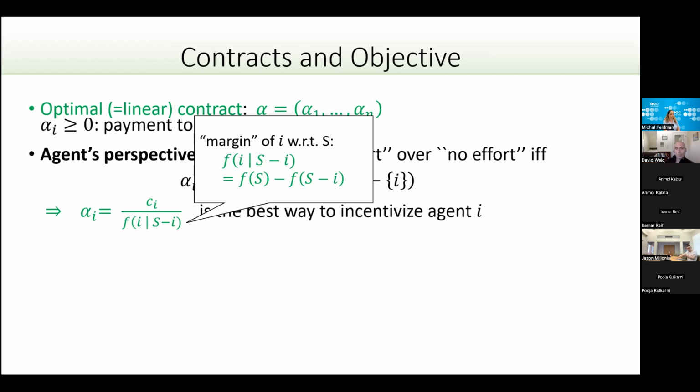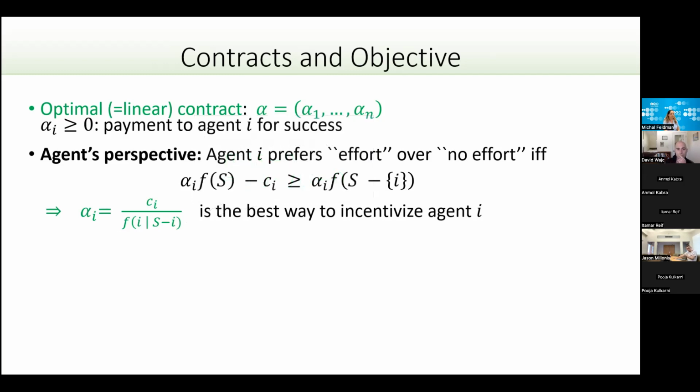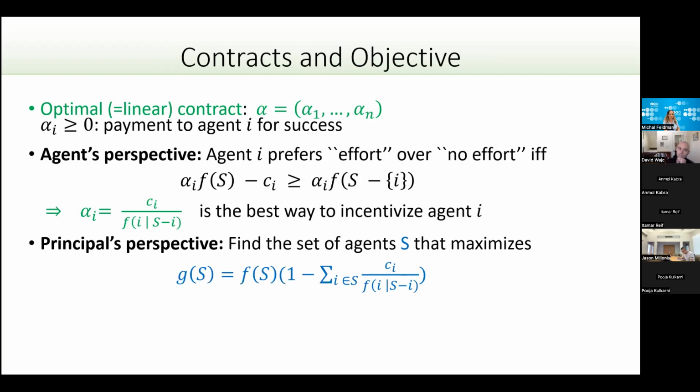Sorry, I also have a question. For which S should this hold? Should it hold only for the S that's in the equilibrium, or should it hold for all? Exactly. Great question. So now when we are talking about team projects, we are talking about equilibrium, and we are going to take the equilibrium notion. Okay, thank you. So S is an equilibrium if every agent prefers effort to no effort in S, given S.